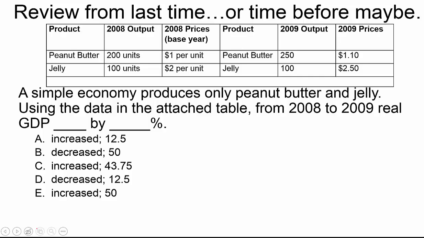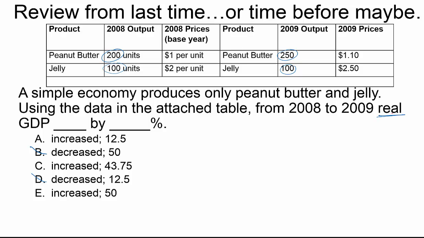All right, next. You might see questions like this on a test. This is pretty cool. A simple economy produces only peanut butter and jelly. Using the data in the attached table from 2008 to 2009, real GDP has done what, and by what percent? Well, first of all, you can tell they went from producing 200 units of peanut butter to 250. So that has increased, and the jelly stayed the same. So we know that we're looking for an increase. So we can cross out B, cross out D. Then the next thing is by how much. So we're looking at real GDP.